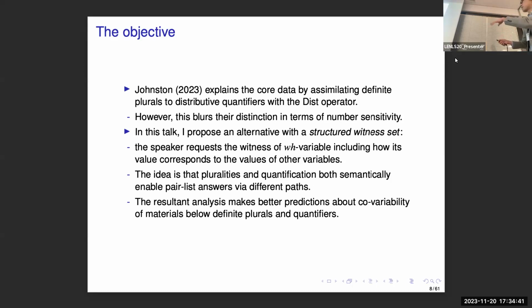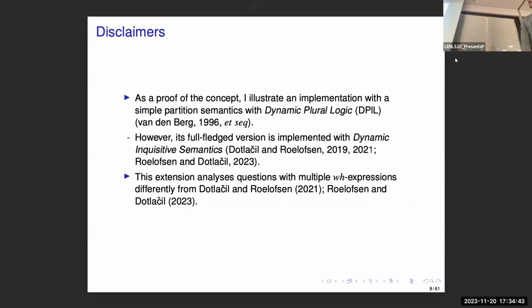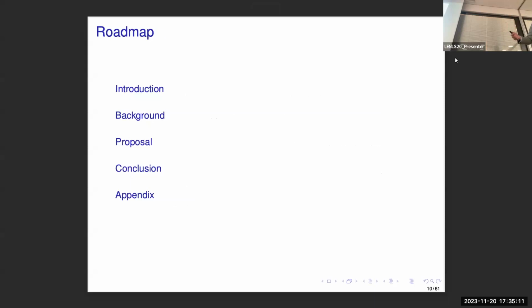And there are some nice data. This is a disclaimer: I don't have a very fancy analysis because I don't have time. So I will just have a very simple coherent semantics based on dynamic plural logic defined by van den Berg and others, and you can extend it in a fully inclusive setting. There is some more detail in the appendix, if you want to read it. I don't think I have time to do it here. And the roadmap, not very informative.